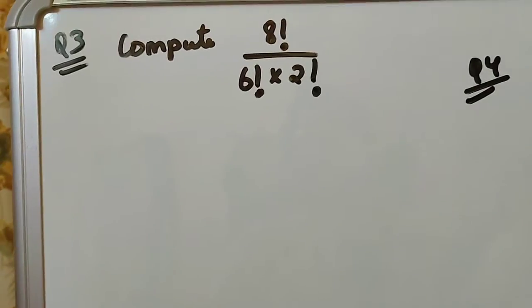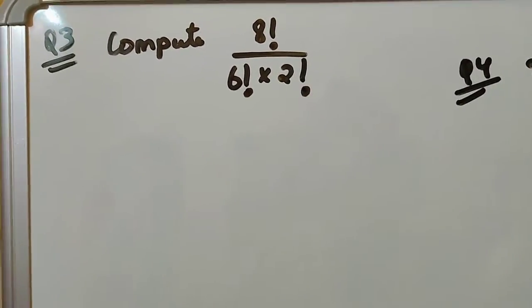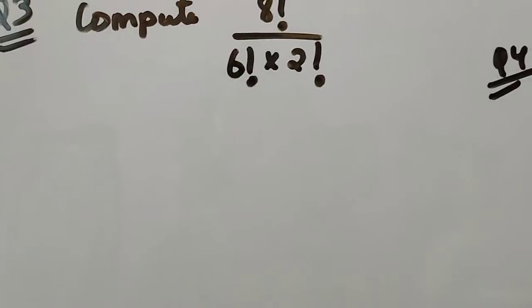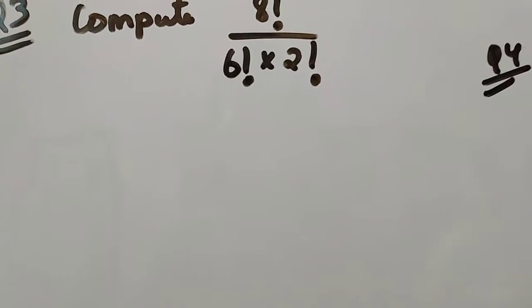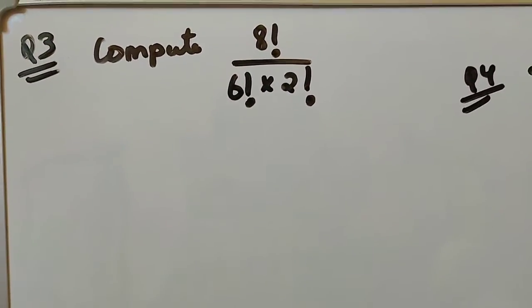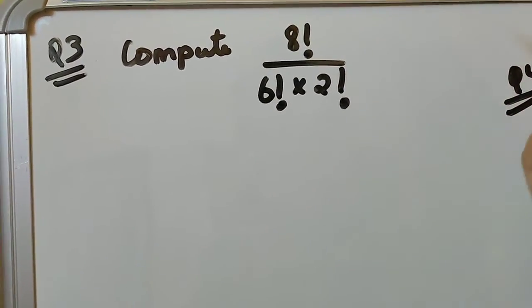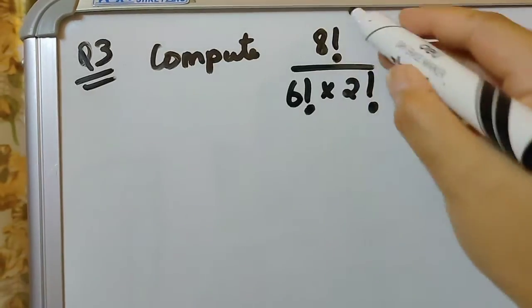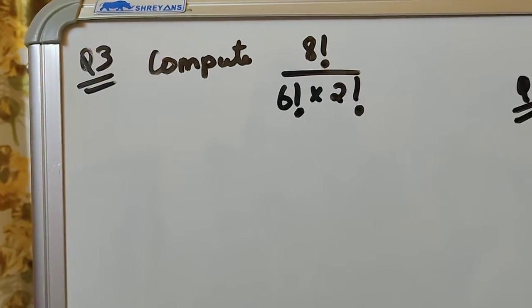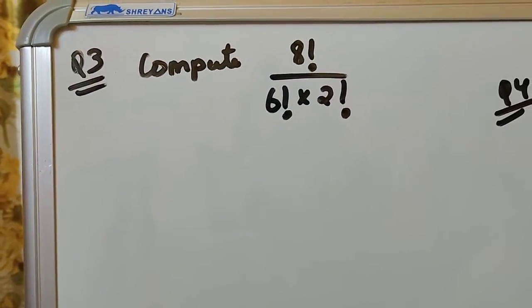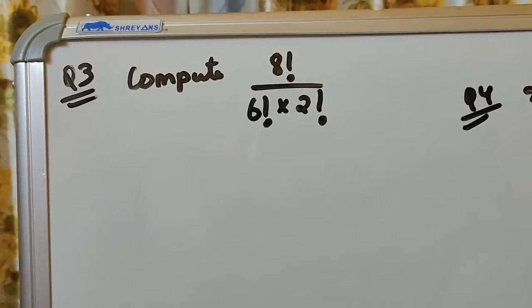Now next question is question number 3. Compute 8 factorial divided by 6 factorial into 2 factorial. Factorial like this also we cannot cut. We cannot reduce 2 into 4 to give us 4 factorial. It's not like that, otherwise you will get 0.